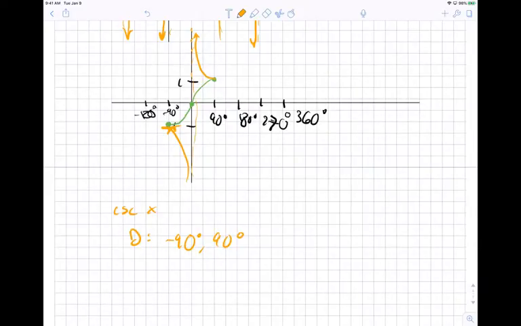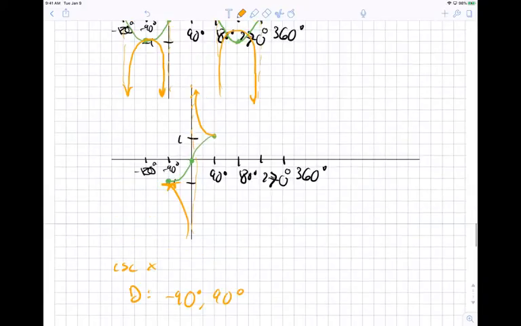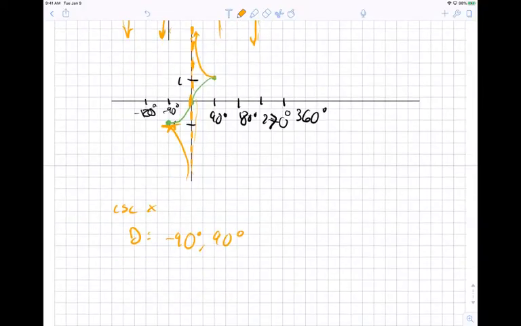Now, it has the same domain. It goes from negative 90 to 90, but we have to exclude something. What do we have to throw out? If we're looking at the graph of the orange. Yeah, right? It's undefined at 0, right? That's what I was looking for. So we'd have to do it in the following way. Keep going.